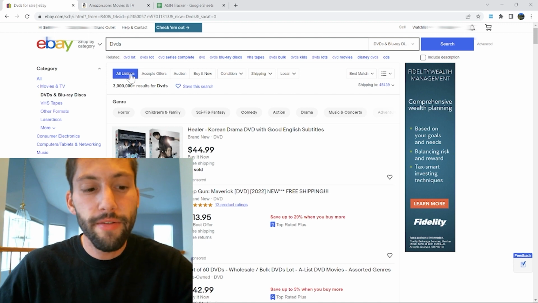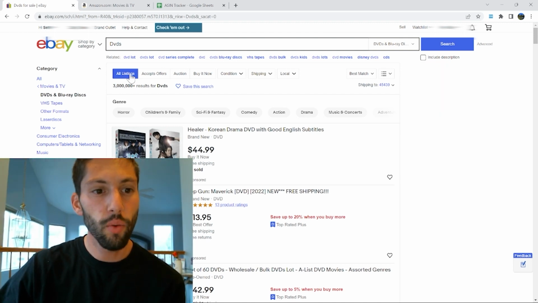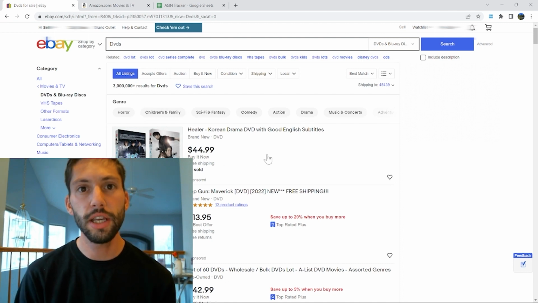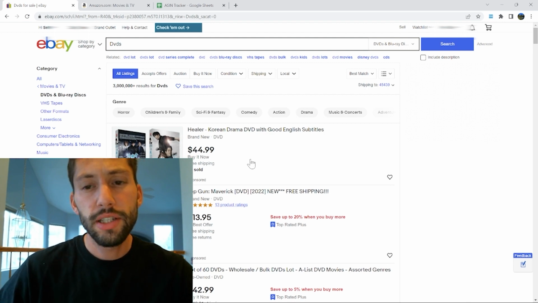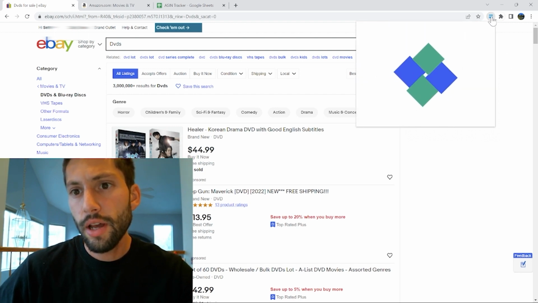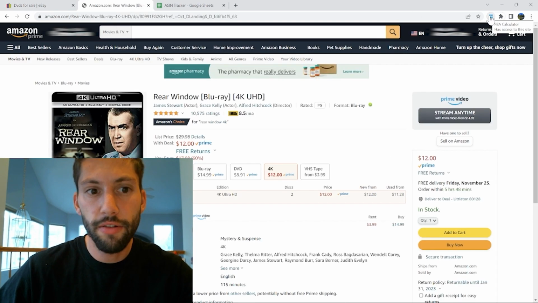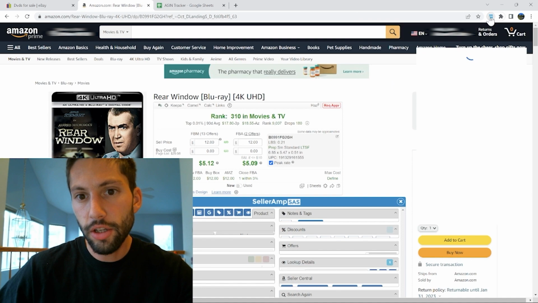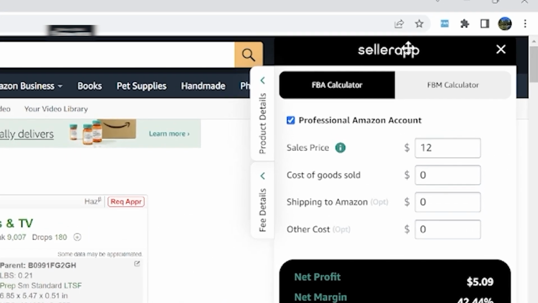We're going to do a very simple method in this video. We're not going to use any expensive software. The only software we're probably going to use is Keepa, and we're also going to use Seller Amp just because it's easier to calculate fees. But if you don't have it, you can use this free FBA calculator. You use this extension, the FBA calculator by Seller Amp.